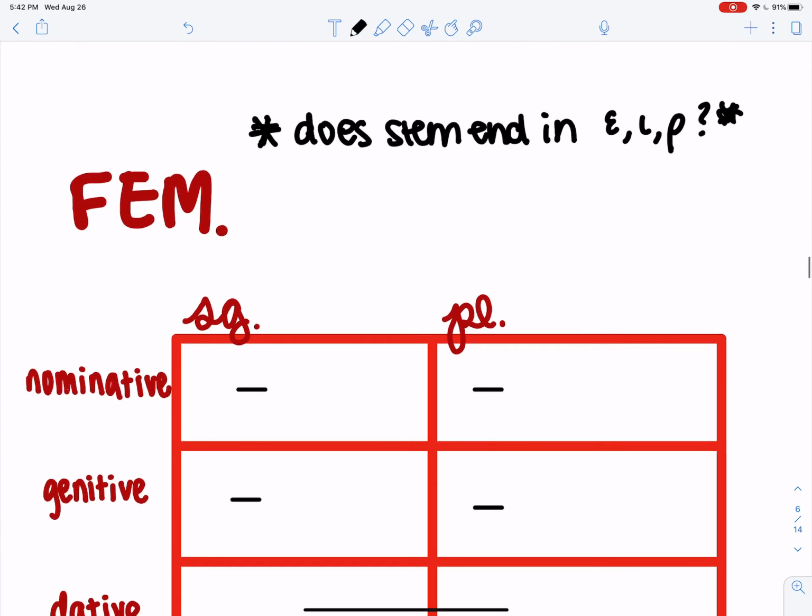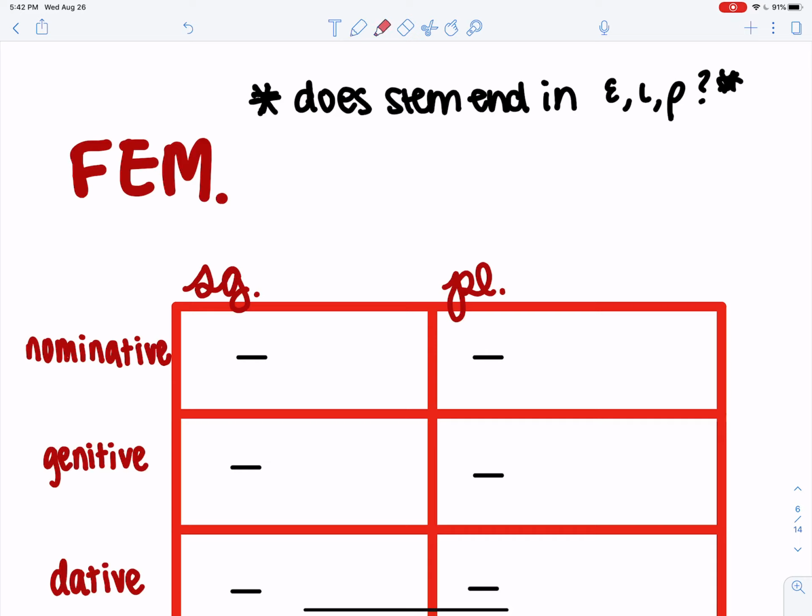Now let's take a look at feminine, which is a little bit more complicated, but that's all part of the fun. So the first thing you're going to ask yourself is, does your stem end in epsilon, iota, or rho? If you answer that question with yes, then you're going to decline using the alpha endings. If you answer the question with no, you are going to use the eta endings. Just to be clear, I'm going to write a little yes, no.